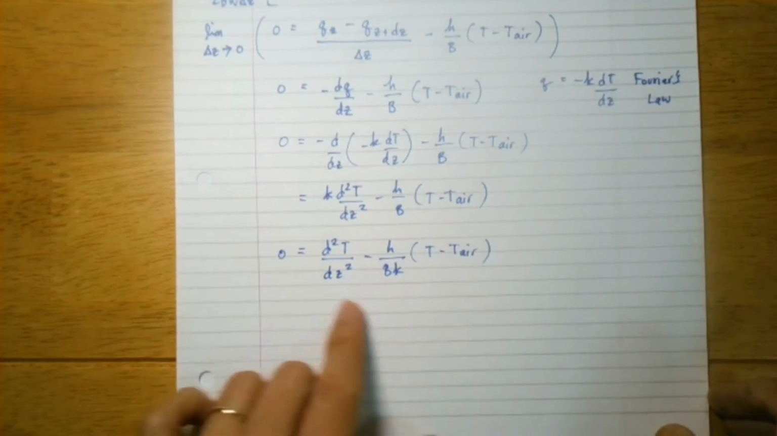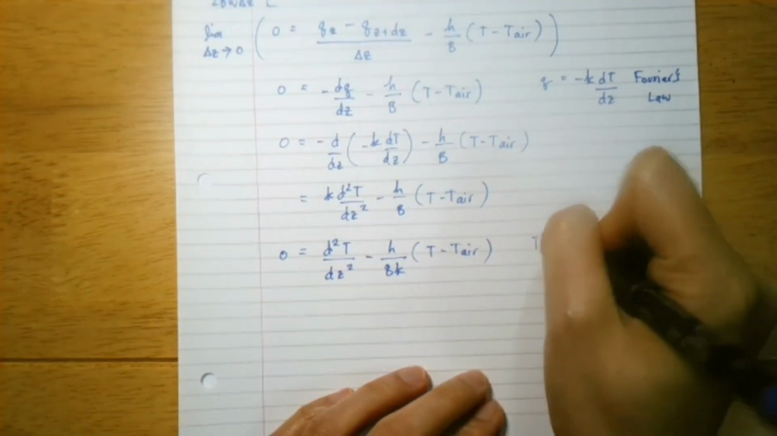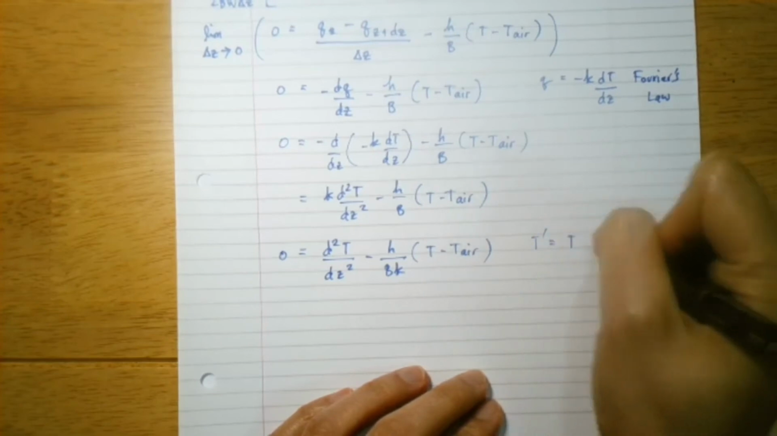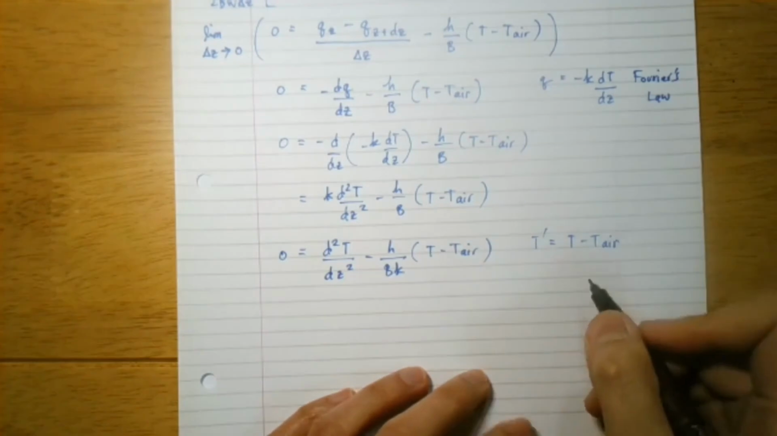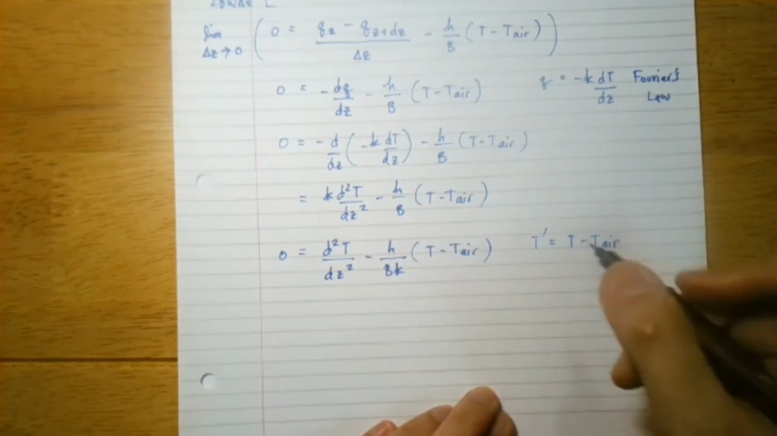Okay, so we can write this in a more compact form if we define T prime to be T minus T air and define this group of constants here as alpha squared.